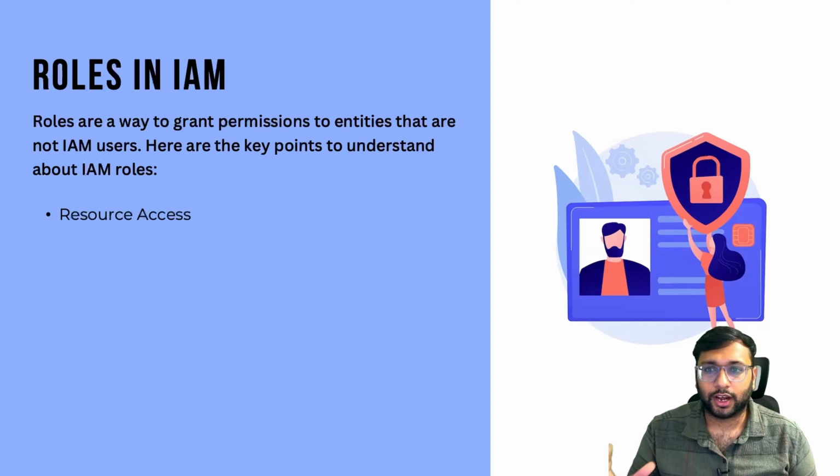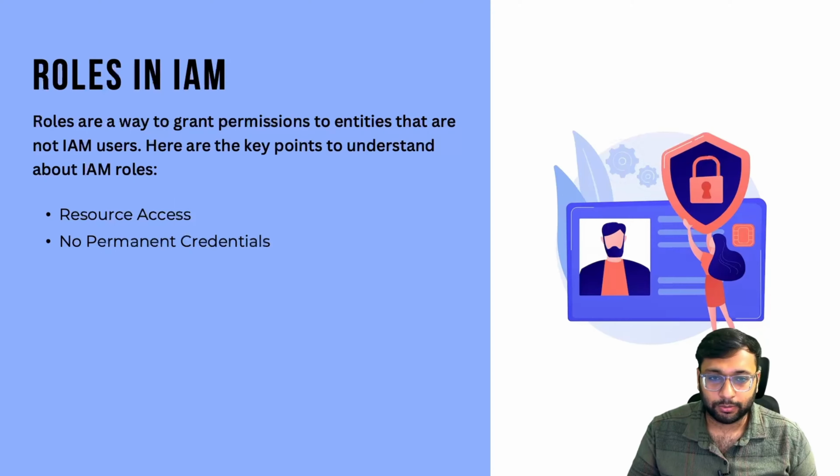So let us understand what the key points are. First is resource access. Let us say somebody wants to link EC2 and S3 and access the data, so roles play a very important part in that as well. What resource to access, from which type of resource, we can do that easily. Next, you don't have any permanent credentials, as somebody is playing a role on your behalf to complete the task. So yes, no permanent credentials.